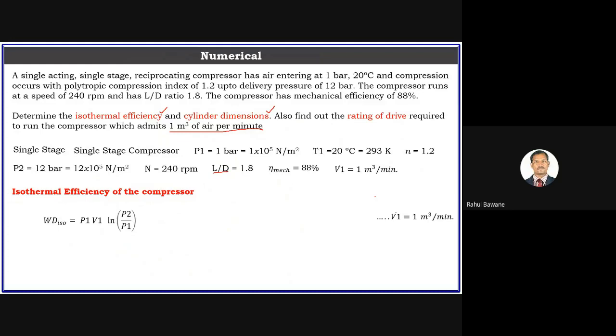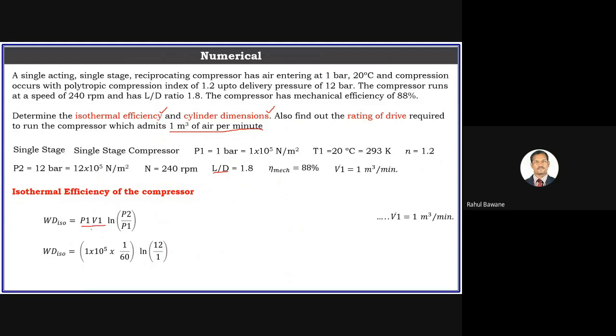We know isothermal efficiency is required isothermal work done divided by actual work done. So isothermal work done is P1 V1 ln of P2 upon P1. Whether we have all these data? So pressure-wise P1 we know, and V1 also given, P1 P2 both known, V1 also known. So we will use that.